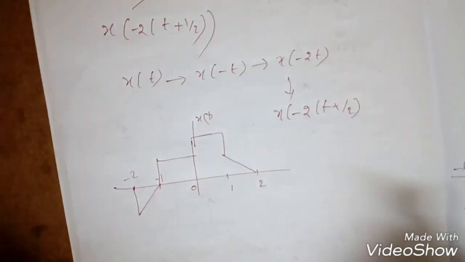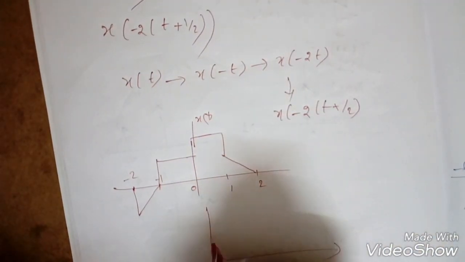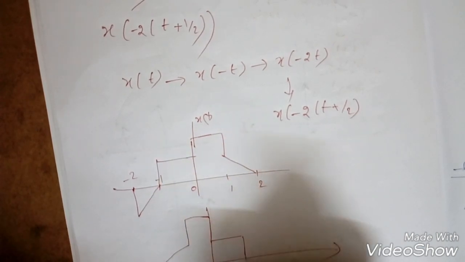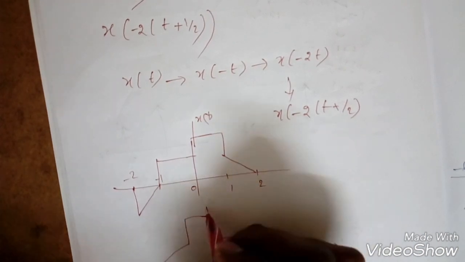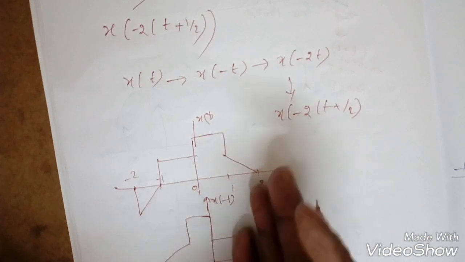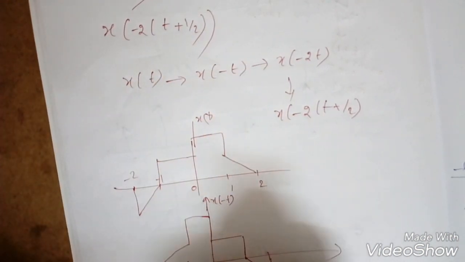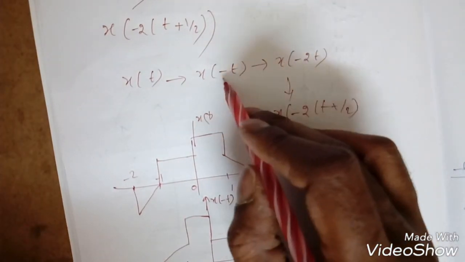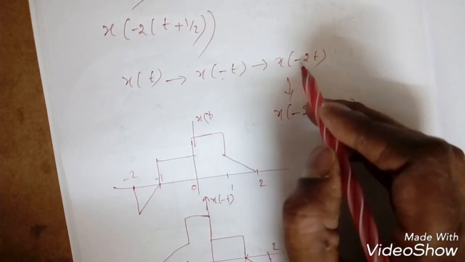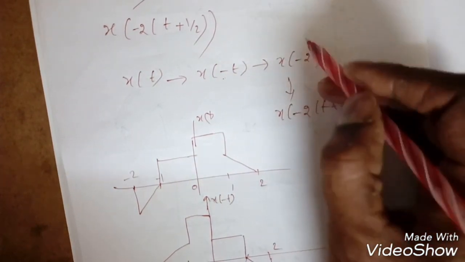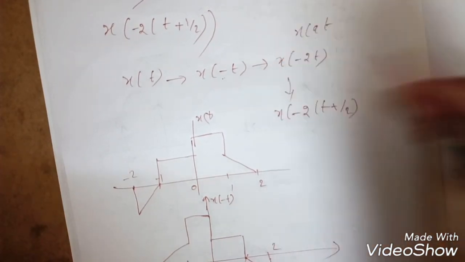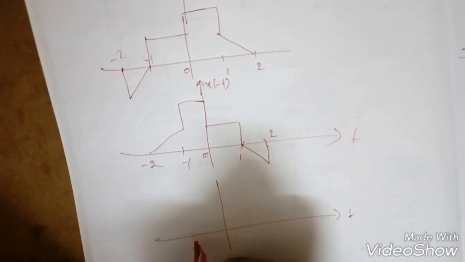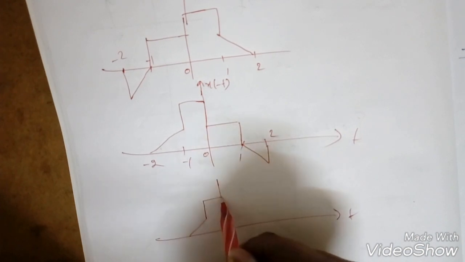This is x of t. What is x of minus t? The reversal that we already found, that is like this. This is x of minus t, right? Whatever is positive is transferred to negative, minus 2, minus 1, 0, 1, 2. Now x of minus 2t: the reversal has already happened, then we do just scaling. See, x of at, where a is greater than 1, so the signal will be compressed. So it will be as it is, but slightly compressed, that is like this.